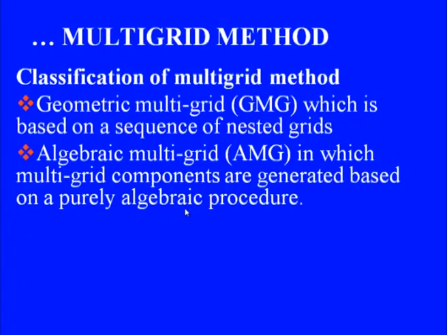Since we are using a purely algebraic procedure, there are many types of procedures which have been suggested in literature, the agglomeration based or Galerkin procedure based. Since everything is being done by looking at the coefficients of the matrix which has been generated on the fine grid, this set of multigrid methods are called algebraic multigrid methods.